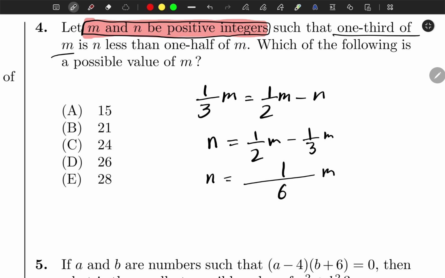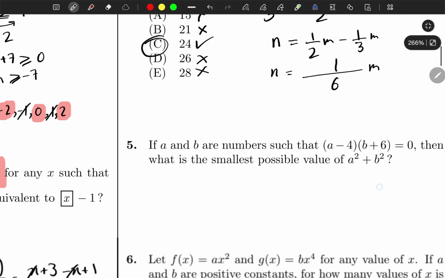So let's see. This is not a multiple of 6. Neither is this. 24 is a multiple of 6. 26 isn't, and 28 isn't. Okay, I think that's pretty much it. Yeah, because this applies on this as well. Whenever you're stuck, just do the process of elimination. You'll probably get to the answer. I think that should be it.